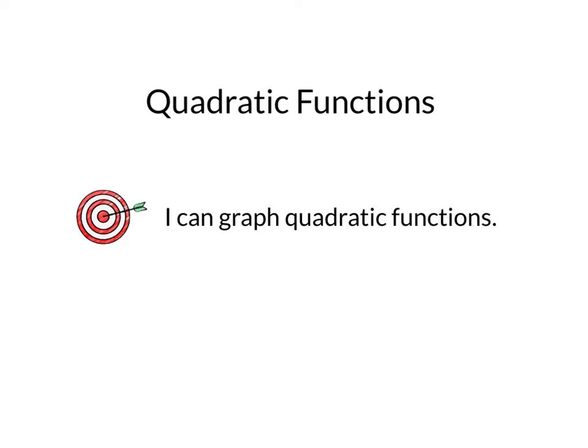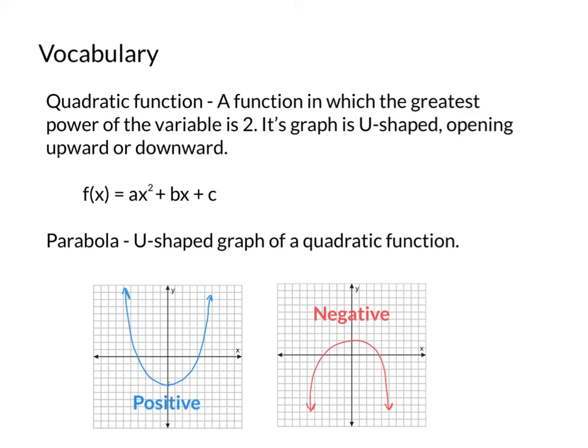Let's get started. Vocabulary. We have two vocabulary terms today. A quadratic function is a function in which the greatest power of the variable is 2. Its graph is U-shaped, opening upward or downward. A function can be written in the form f of x equals ax squared plus bx plus c. Notice that the power, or the exponent, is a 2. It could also be written as y equals ax squared plus bx plus c.